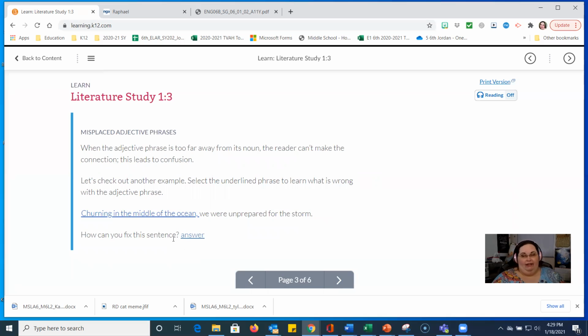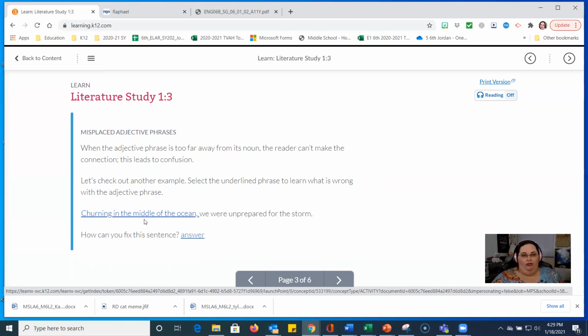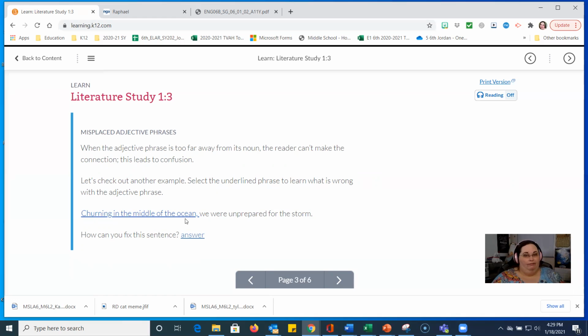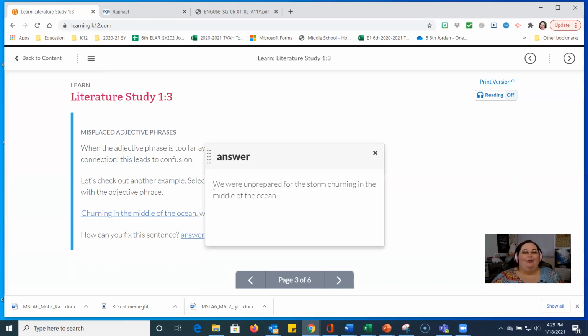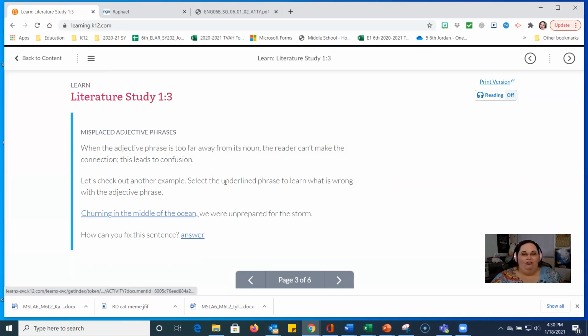How can we fix this sentence? Where can we move this to? What is churning in the middle of the ocean? If you said the storm, you might be correct. We were unprepared for the storm churning in the middle of the ocean. So again, take this chunk, move it over here, then put your period at the end. Capitalize the W. We were unprepared for the storm churning in the middle of the ocean.